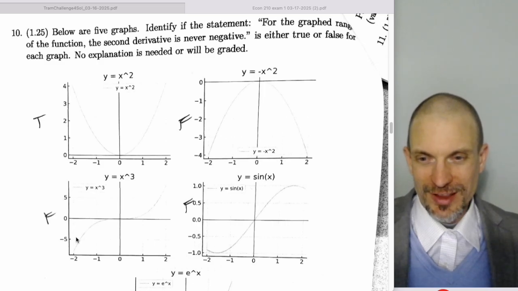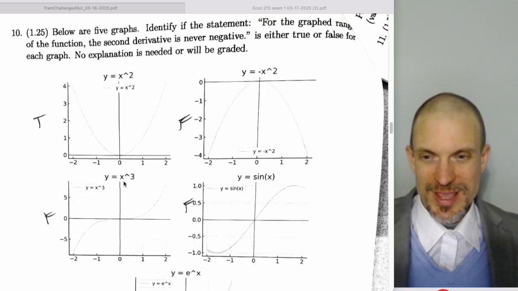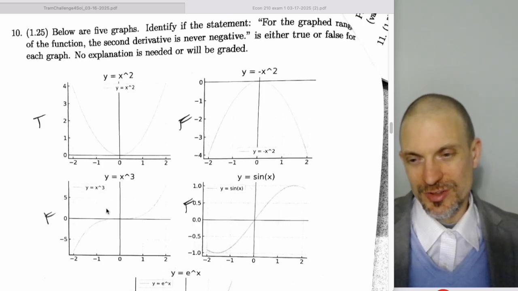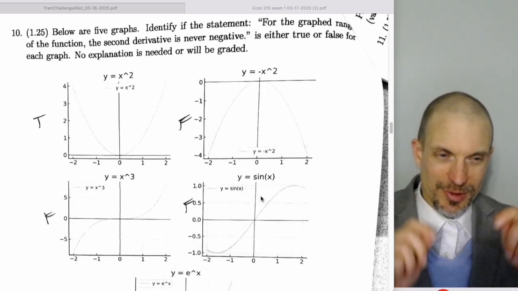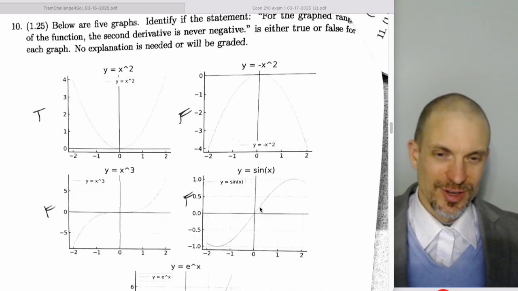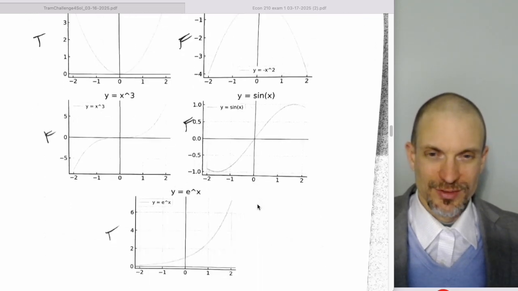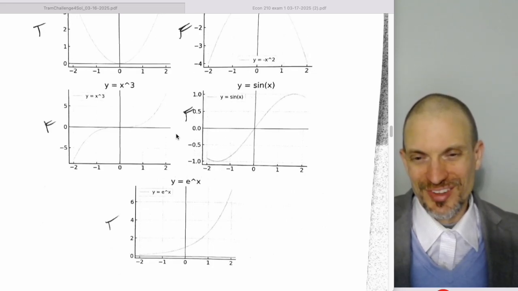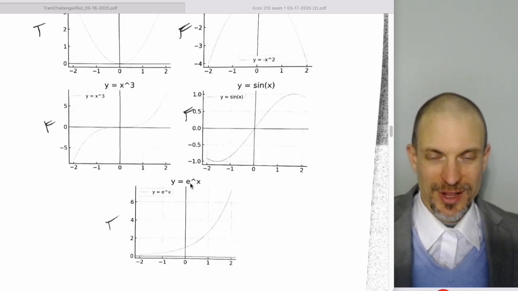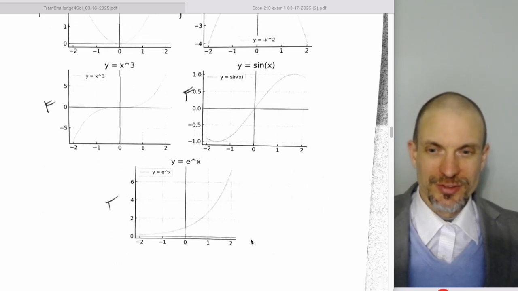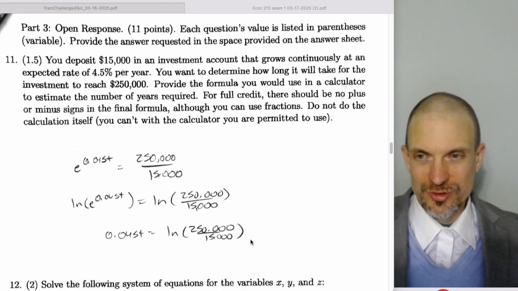For this one, the second derivative, let's see, it'll be 3x squared, then it could be 6x. So that second derivative for negative values of x will be negative. And then the sine function, you have to think about the derivative if you want to do it that way. Or you could just look at the graph, and you know that it's going to be false. And then, second derivative is always negative. Well, the derivative of the exponential function is just the exponential function itself, which is always going to be positive. So that one's true.